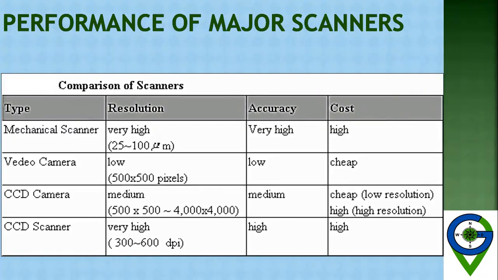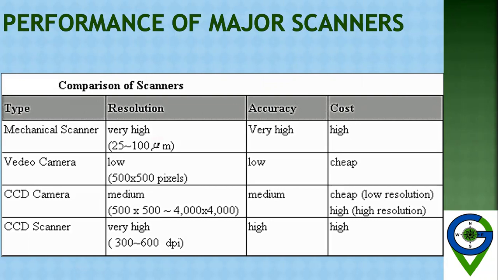So the comparison of scanners, let's compare them. Mechanical scanners, the resolution is very high, between 25 to 100 meters. Then the accuracy is very high, but as we have high resolution data and the accuracy is also high, so the cost is also high. Then the video camera, the resolution is low, 500 by 500 pixels, accuracy is also low, and so the cost is also cheap.